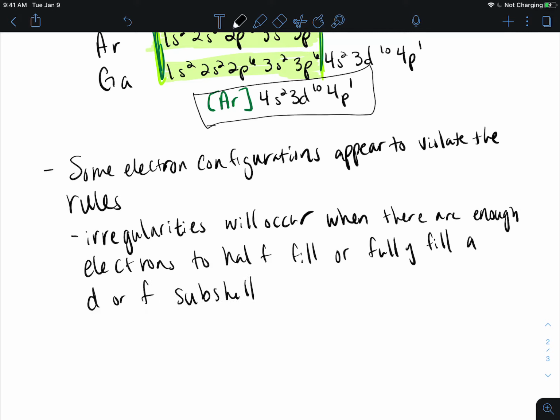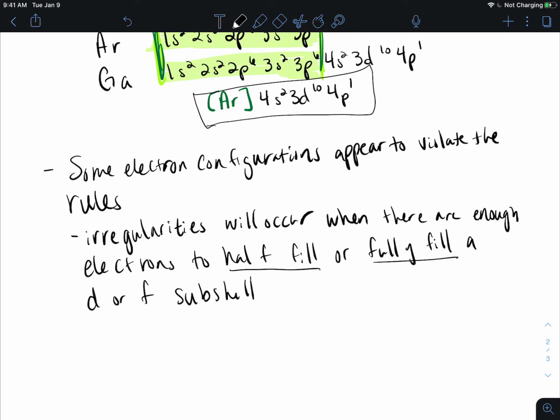Keep in mind that our D and F subshells have got so many electrons in them that they repel, but this half-filled or full-filled state is an energetically favorable state because our spins are paired up. We have a spin up, spin down. So that's going to decrease the energy of those states and bring that energy down.